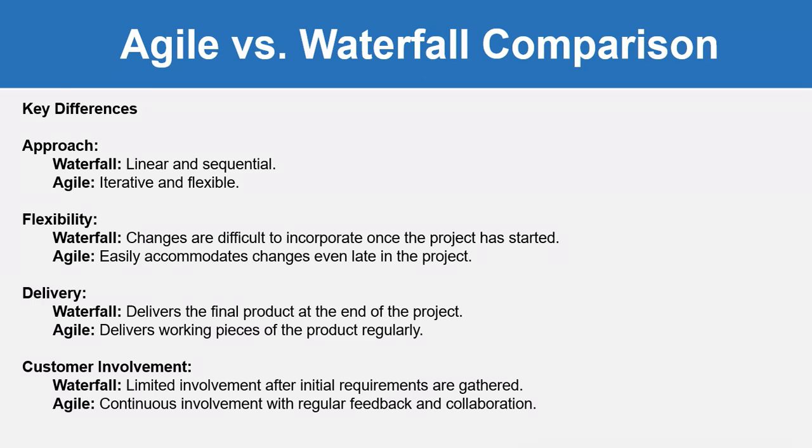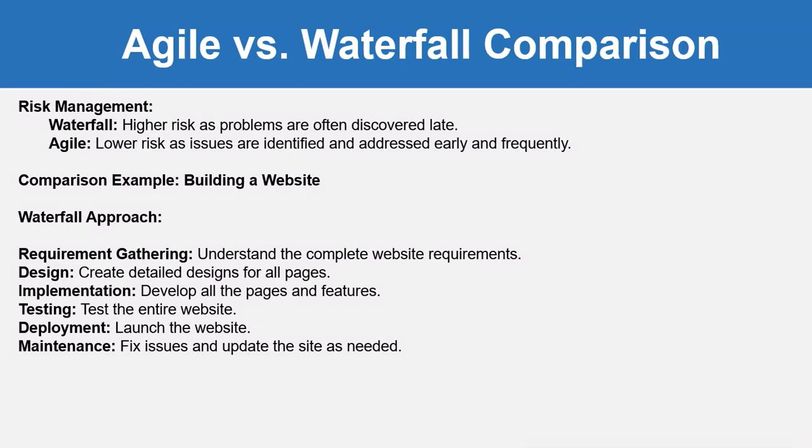Customer involvement: in Waterfall there is limited involvement after initial requirements are gathered. Agile has a continuous environment with regular feedback and collaboration. Here you will notice that in agile the customer involvement is much more as compared to Waterfall. Basically this is the approach of the project. Then risk management: Waterfall has higher risk as problems are often discovered very late. Sometimes at the time of UAT or testing we discover the issue. In agile there is lower risk as issues are identified and addressed at very early and frequent stages. So agile is a much better approach with respect to risk management as compared to Waterfall.